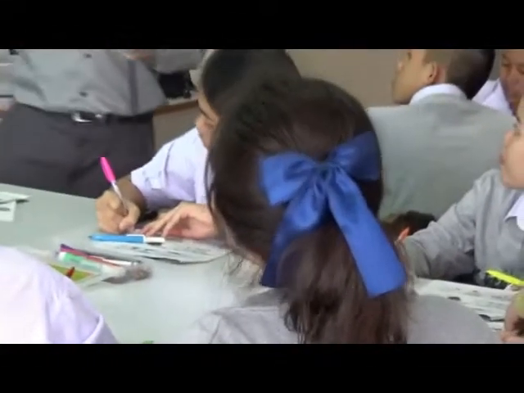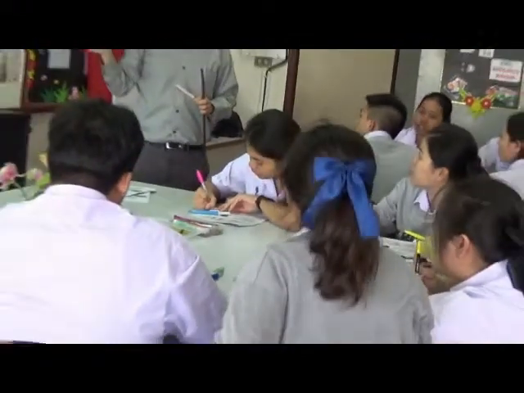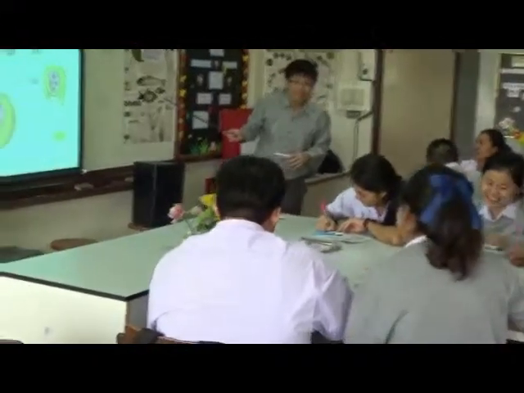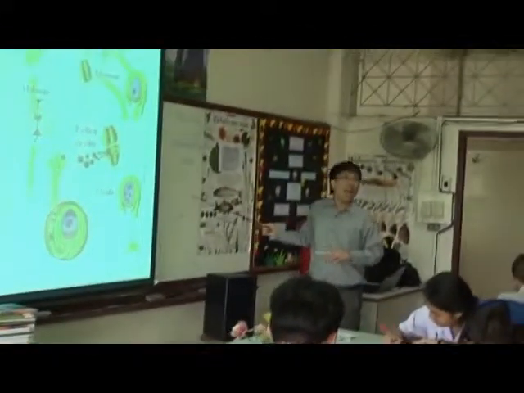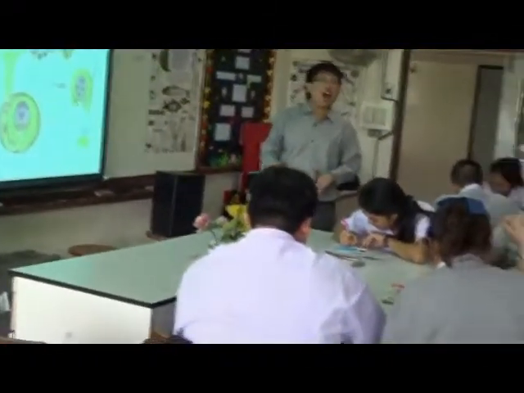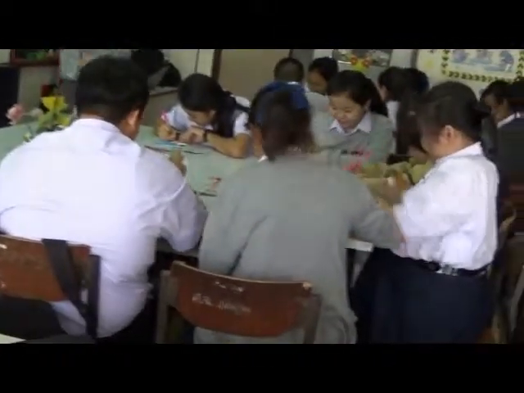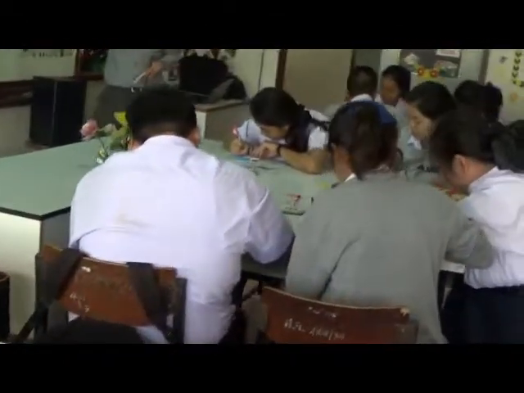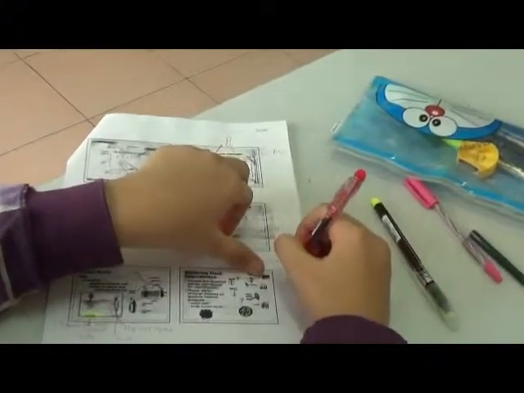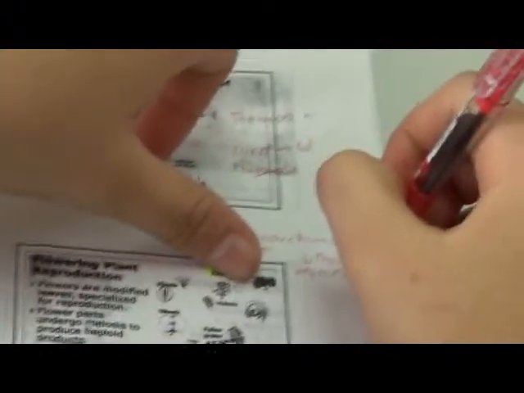Organ, I call it in Thai, is awayawa. Reproduction organ in Thai is awayawa sirpan. Awayawa sirpan is the reproduction organ. In the part of plant, that's flower. The part of plant is the flower. Okay?